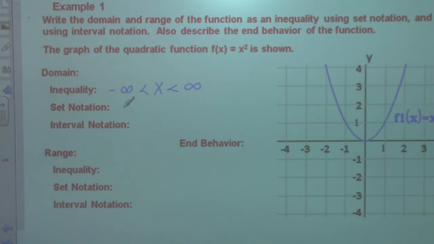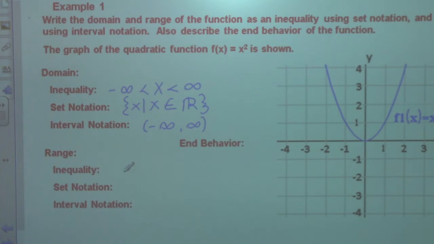What about set notation? Oh, I have this in my notes. You could write x such that x is, or you can do it like this. I'm gonna be a little lazy. Okay, that's fair. x is an element, the backwards E, of all real numbers, the symbol for all reals. So that was my lazy way of doing it. And interval notation is gonna be what? Negative infinity, comma, infinity.